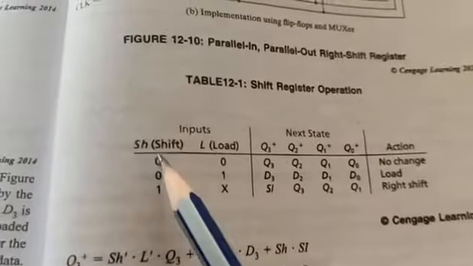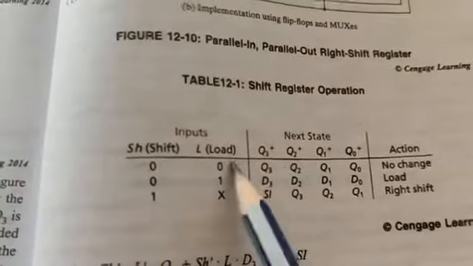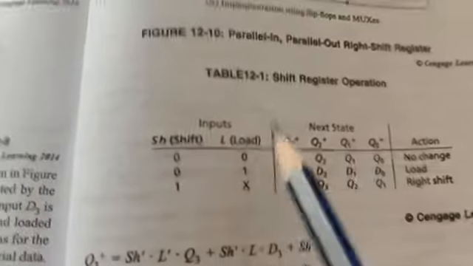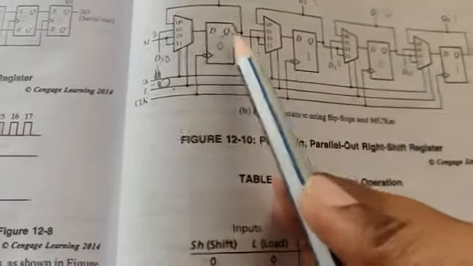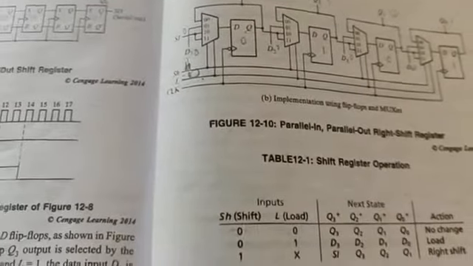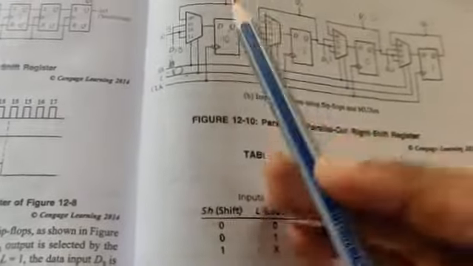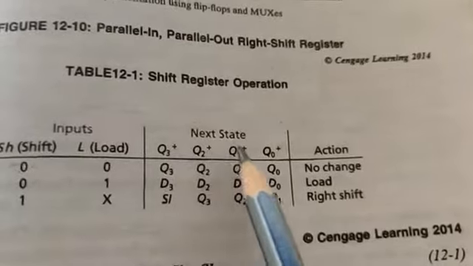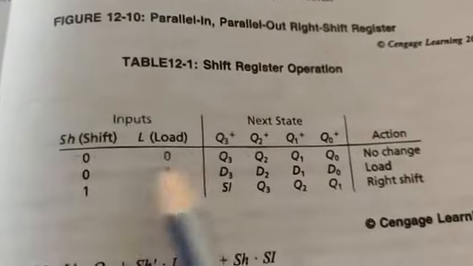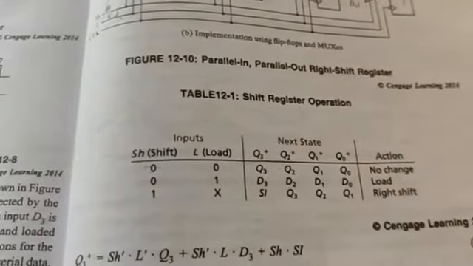What else? Okay, look at this table. When shift and load are both 0, whatever data is already present within the flip-flops, the present state, that will be the output. Normally the next state is represented with a plus. So if shift and load are both 0, none of the operations will be performed. It is going to retain its previous state.